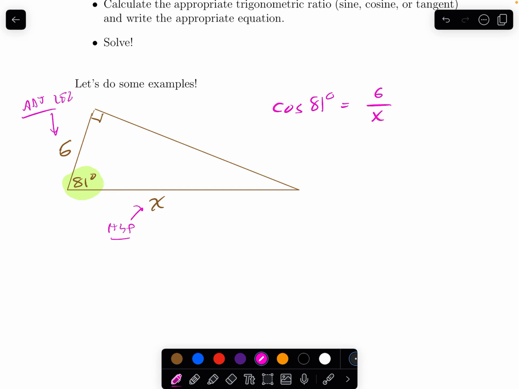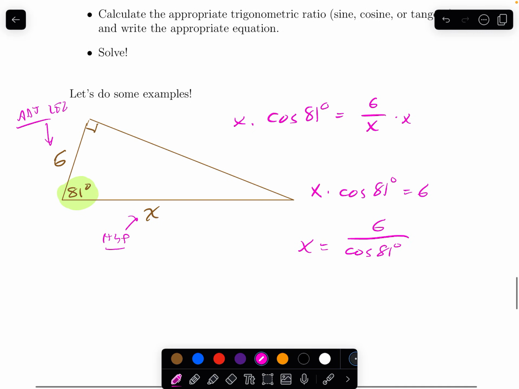I want to solve for x. So I want to get rid of this fraction. Let's multiply both sides by x. So times x, we would have x times cosine of 81 degrees equals 6. X is 6 divided by cosine of 81 degrees.